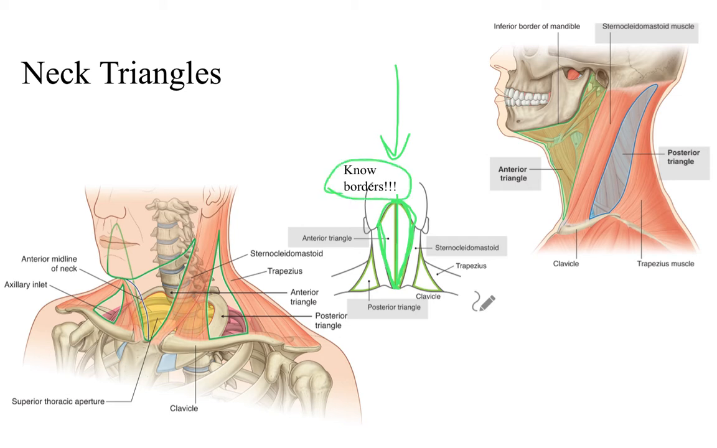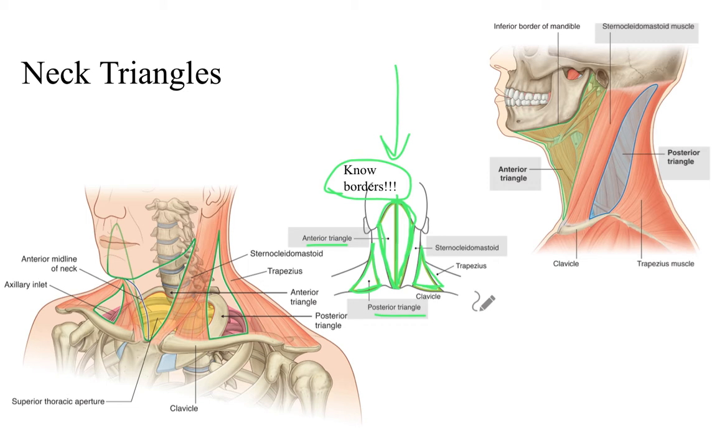When you get to physical exam lab, they will expect you to know what the borders of the neck triangles are. So make sure you know what the neck triangles are, where they're located, and what their borders are. So that's the anterior triangle. If we look at the posterior triangle, we have the medial border now being the sternocleidomastoid, the inferior border being the clavicle, and then the lateral border here being the trapezius muscle.